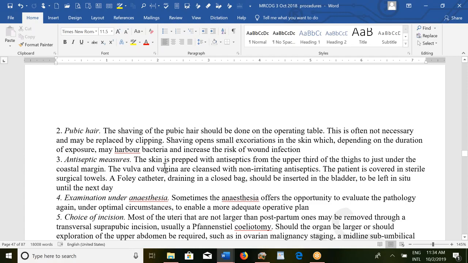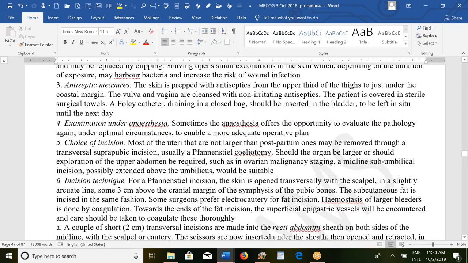The skin should be prepared with antiseptics from the upper third of the thigh to just under the costal margin. The vulva and the vagina are cleansed with non-irritating antiseptics. The patient is covered in sterile surgical towels. A Foley's catheter draining in a closed bag should be inserted in the bladder and left in situ until the next day. So in abdominal hysterectomy, keep the catheter for at least 24 hours.